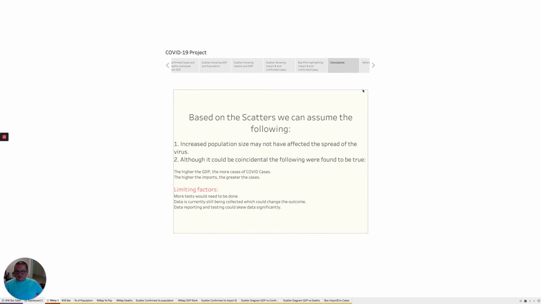Some of the limiting factors are, of course, that more tests need to be done because as of right now, it's very basic and there's not a whole lot of statistics behind it. The data, like I was saying earlier, is still currently being collected, and it could really change the outcome. The last factor would be that data reporting and testing could skew the data, being that some countries are not testing as much as others. Some countries are testing more. Some countries may not be reporting near as much as they probably should be. Those things all need to be factored in whenever we're discussing this.